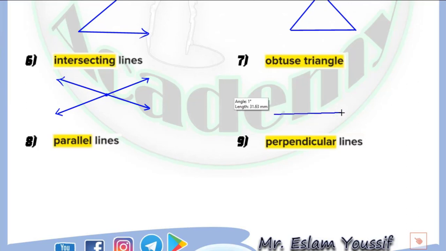Obtuse triangle, so we need to draw the first obtuse angle. Once we draw an obtuse angle, draw the line which connects the first side and the second side. So we have here an obtuse triangle.